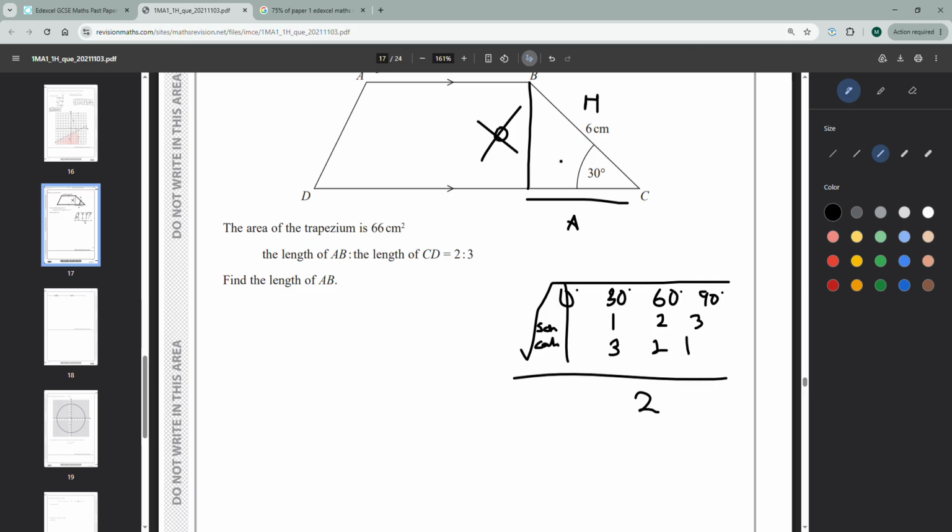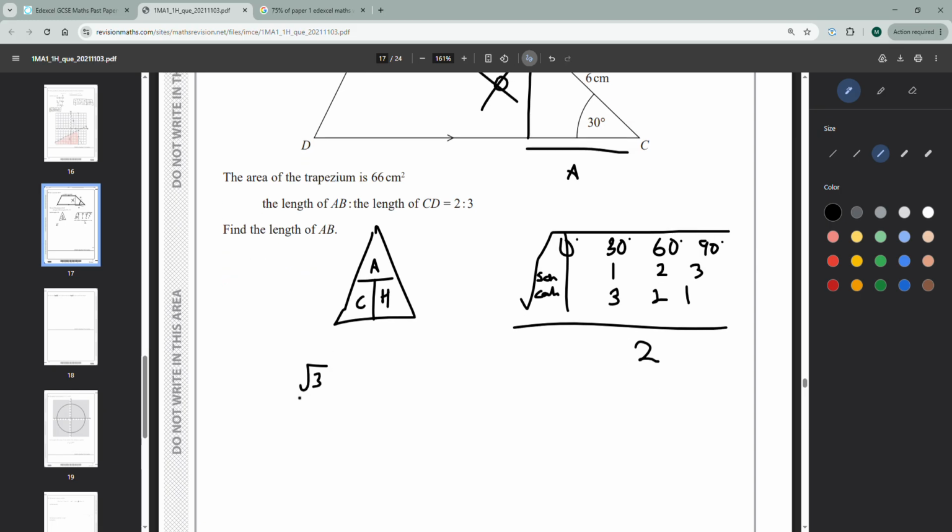So that means, to find out A, let me just make the grid because I can't remember these for the life of me. Alright, we're doing cos. Okay, cos 30 is what? Cos 30 is root 3 over 2. Okay, root 3 over 2 times 6.